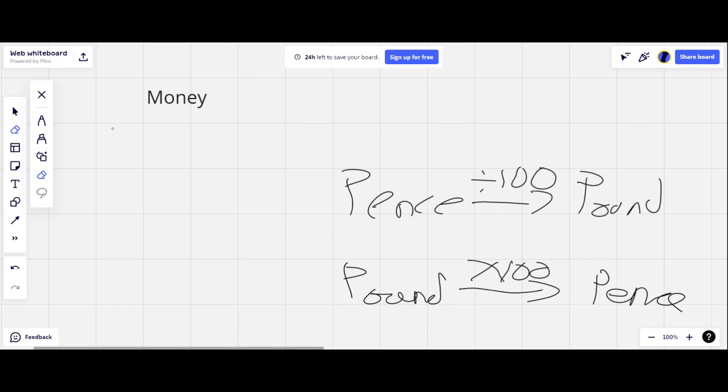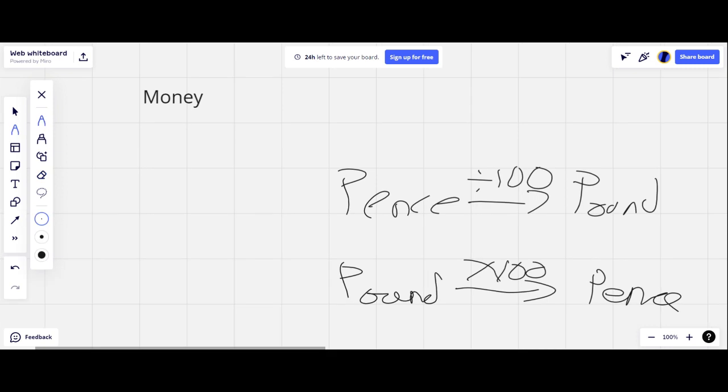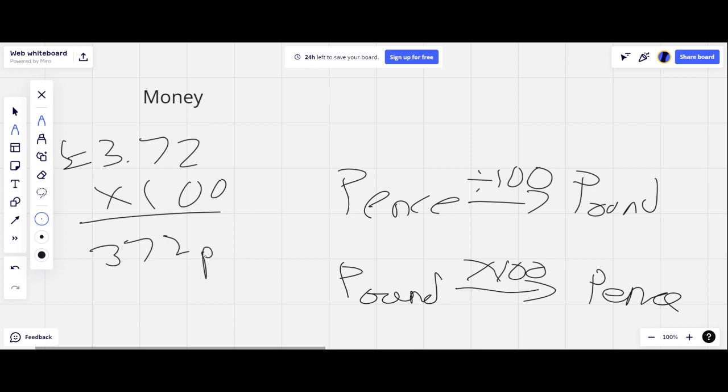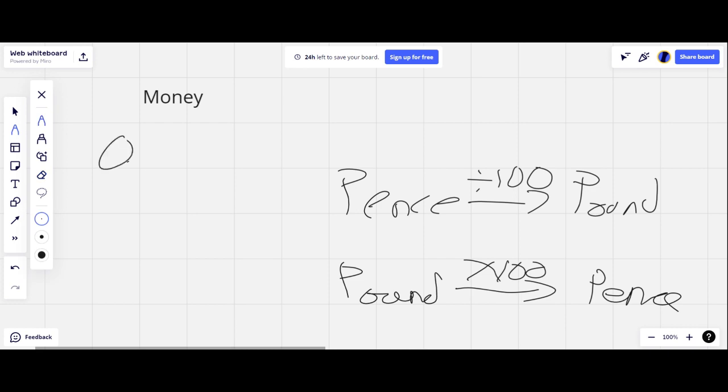Now let's go into pound to pence. £3.72 into pence. So as I said, pound to pence is just times 100, which is the inverse of pence to pound. So times 100 equals 372 pence. Easy, right? Now let's go into 0.79 pounds into pence, that's times 100.